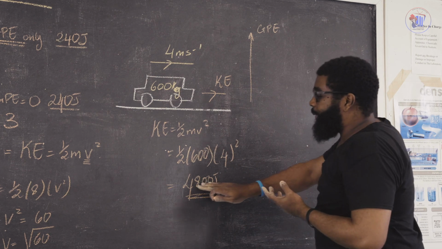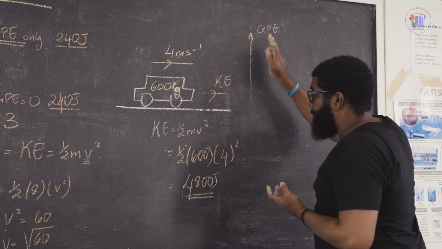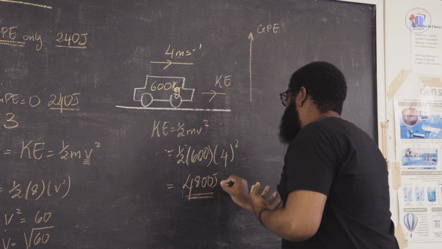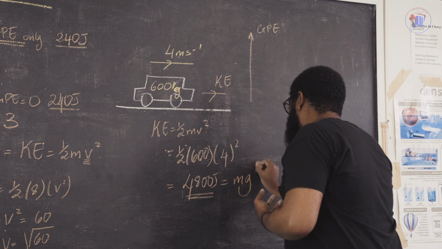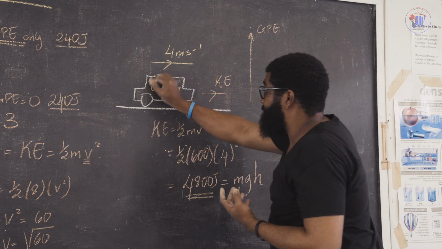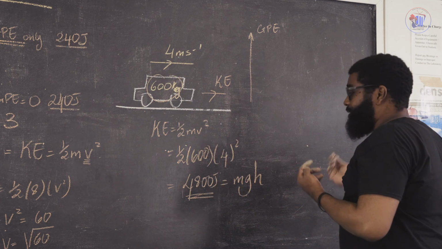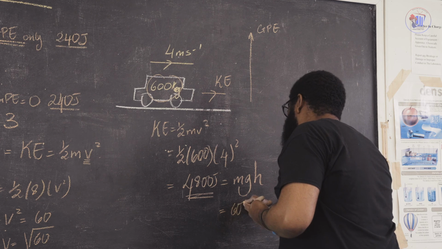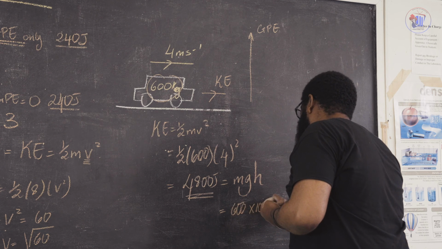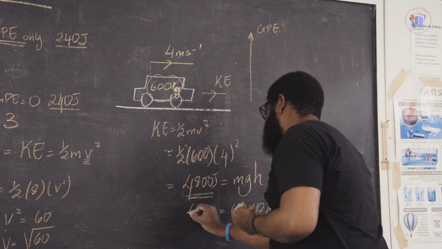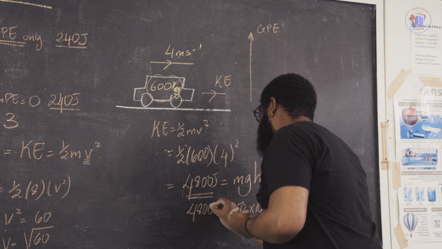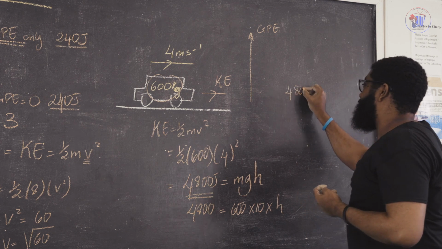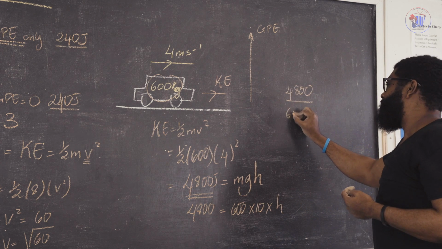You equate the KE to GPE, because all of this is converted to that. So this is equal to mgh. What is m? 600. What is g? 10. So 600 by 10 by height. Doing the math quickly, we have 4,800 divided by 6,000.